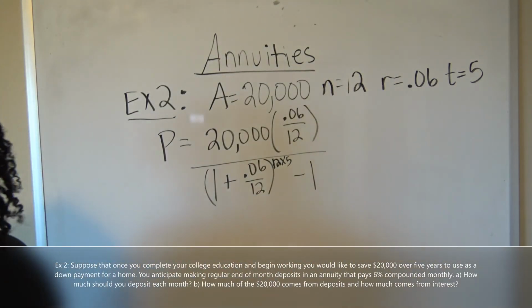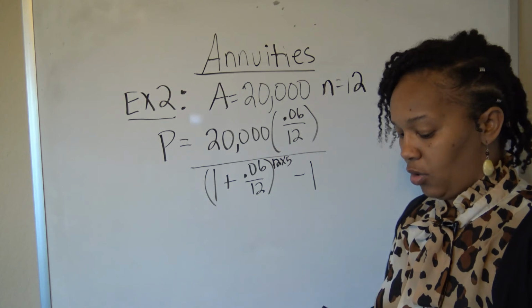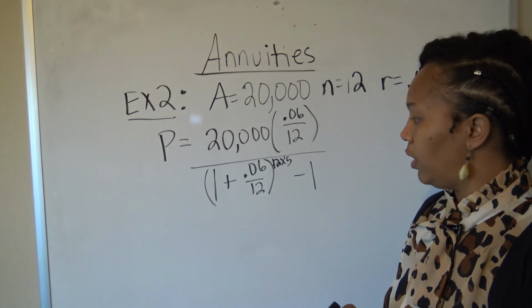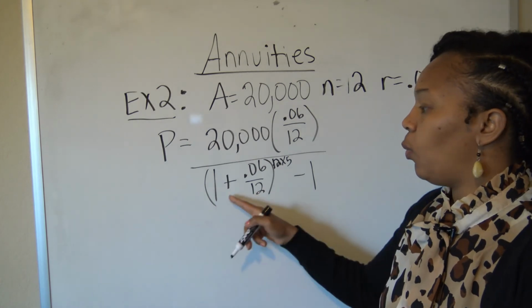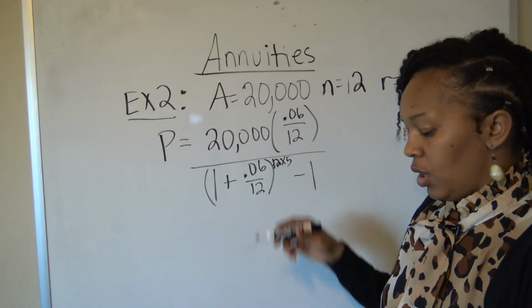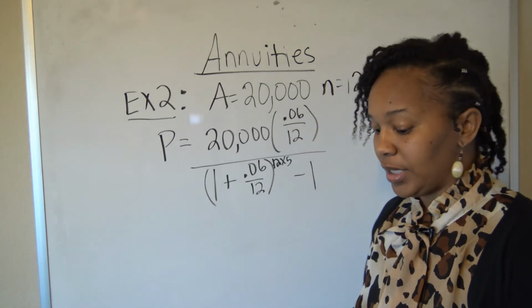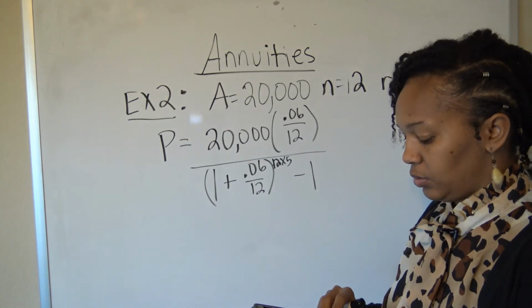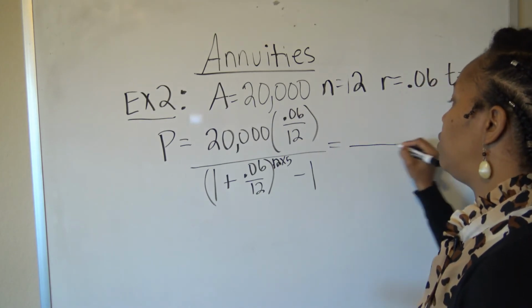So again, I would start with the bottom parentheses and work that out. 0.06 divided by 12 is 0.005. If you add 1 to that, you get 1.005. Raise that to the 12 times 5. 12 times 5 is 60. So raise that to the 60th power and then subtract 1 from it. Now, if you do that, you get a long number. Again, you do not want to round.